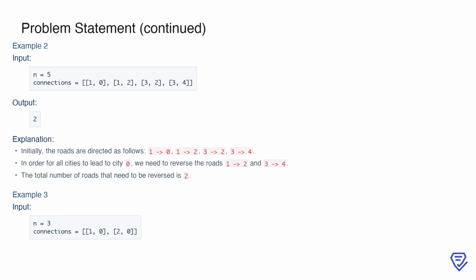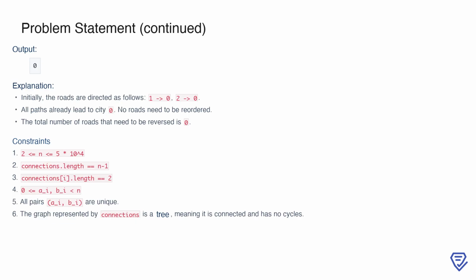In this final example, we have n equal to 3, with roads directed as 1 to 0 and 2 to 0. Here, all paths already lead to city 0. Since no roads need to be reversed, the output is 0. This scenario demonstrates that when the roads are already configured correctly, no changes are needed, and the solution is simply 0. This is the ideal case where the network requires no adjustments to meet the problem's requirements.